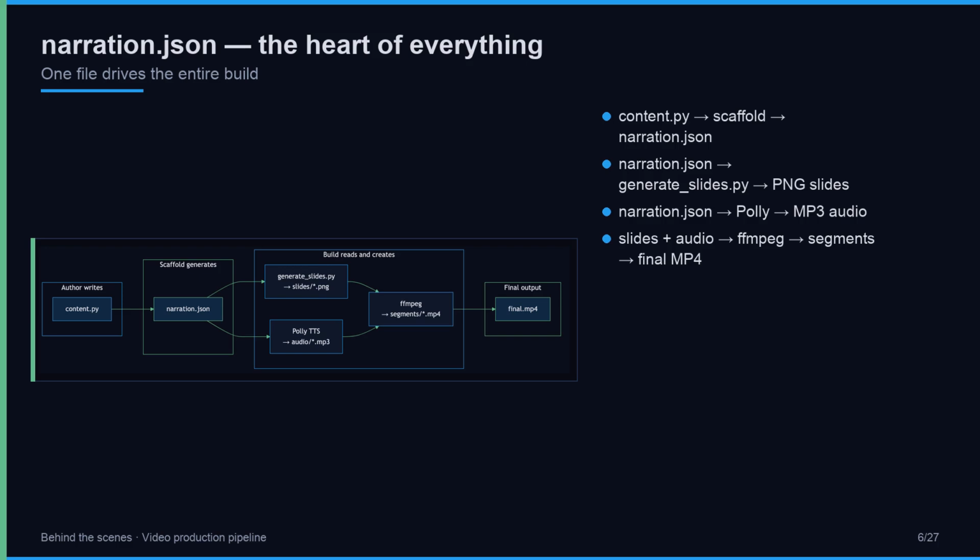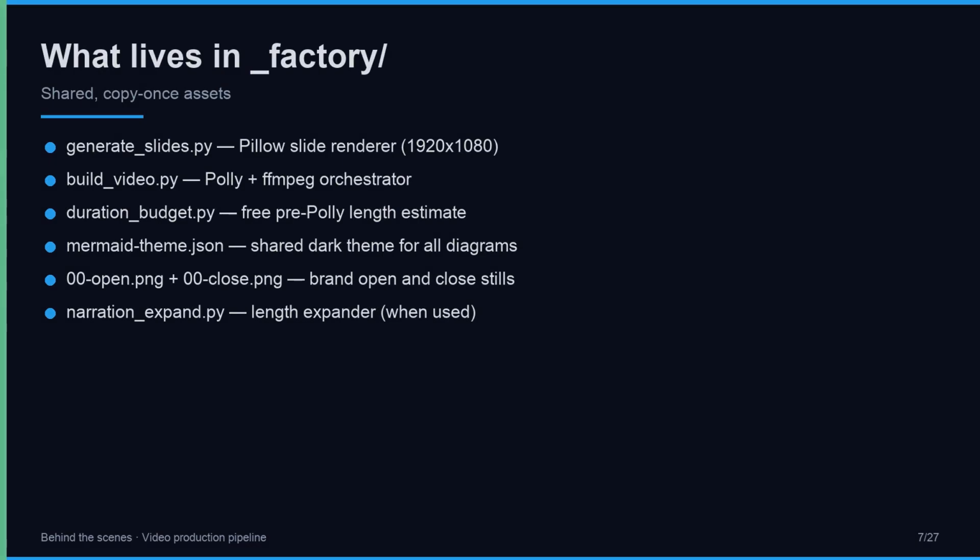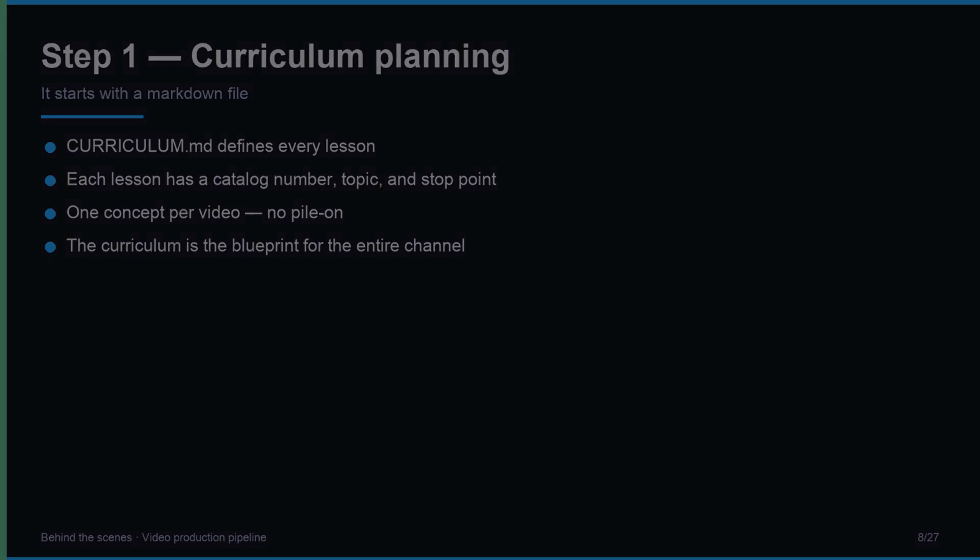One file drives everything. The factory folder holds 6 shared assets. The slide generator turns JSON into 1920 by 1080 PNG slides using Pillow. It handles titles, bullets, code blocks, and embedded Mermaid diagrams. The video builder calls Polly for text-to-speech and FFmpeg for segment rendering and concatenation. The duration budget script estimates video length for free before any Polly call. The Mermaid theme JSON defines the dark course palette, cyan borders, mint arrows, dark blue panels. And the brand open and close PNGs set the visual identity for every video in the series. Shared assets, copy once.